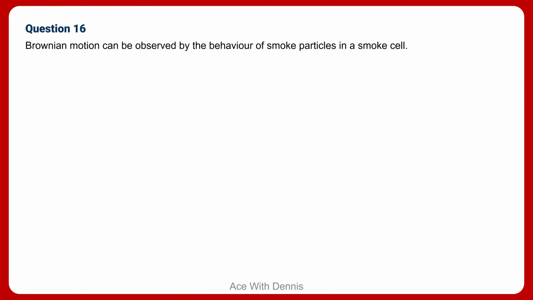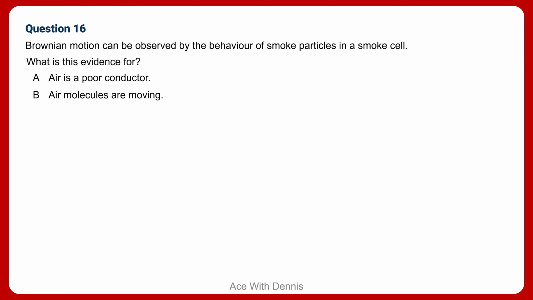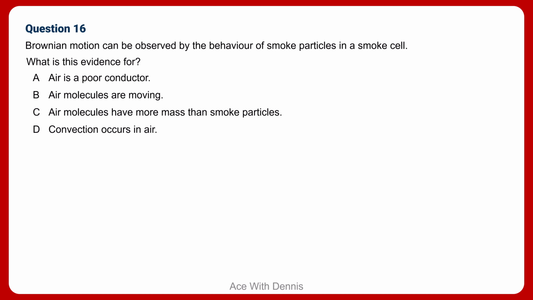Question 16. Brownian motion can be observed by the behavior of smoke particles in a smoke cell. What is this evidence for? A. Air is a poor conductor. B. Air molecules are moving. C. Air molecules have more mass than smoke particles. Or D. Convection occurs in air. The answer is B. Air molecules are moving.